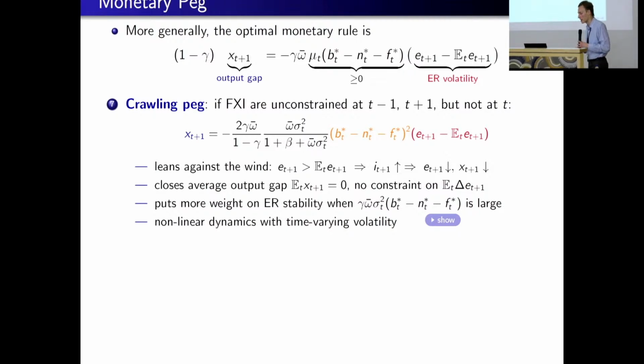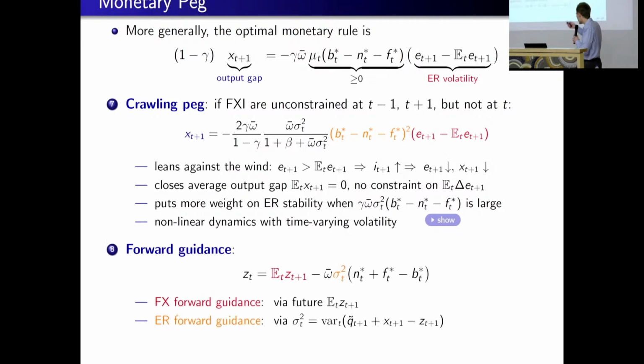And that looks very much like a crawling peg. This is where I started. This is the regime that many countries in the world have. So there are many interesting properties. Let me, in the interest of time, skip this. Let me just say that you have this interesting forward guidance in a sense. So even if FX policy or monetary policy cannot do much today, it can still promise to do many things in the future to stabilize the exchange rate, and that will already help to eliminate the wedge today.